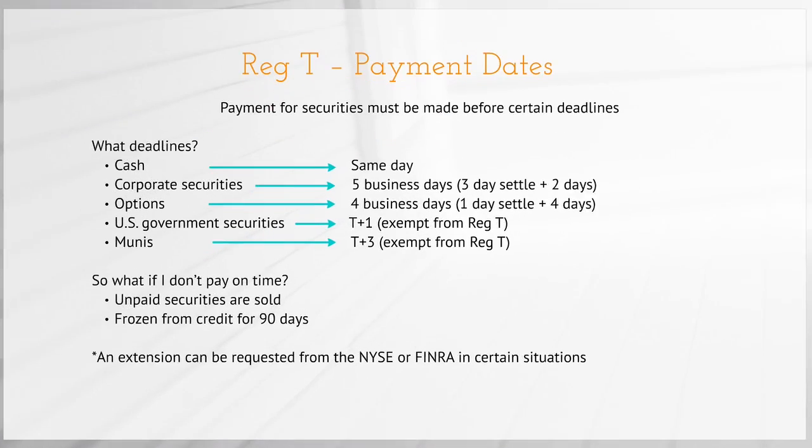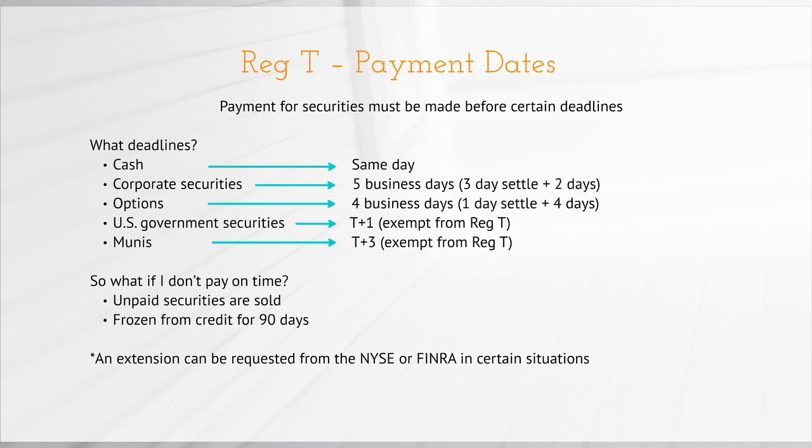Let's start with the payment dates. The payment dates aren't necessarily the same as the settlement date. Cash securities are settled and paid the same day, but corporate securities have T+3, but they're given an extra 2 days to make payment for a total of T+5. Options settle quickly, T+1, but they have an extra 4 days to make payment under Reg T. U.S. government securities and munis are exempt from Reg T, and they settle at T+1 or T+3.